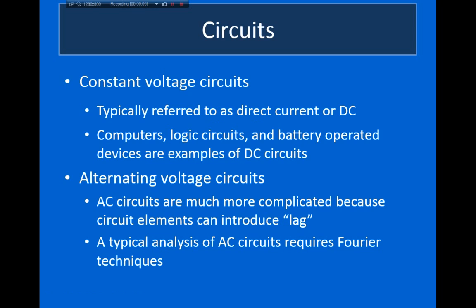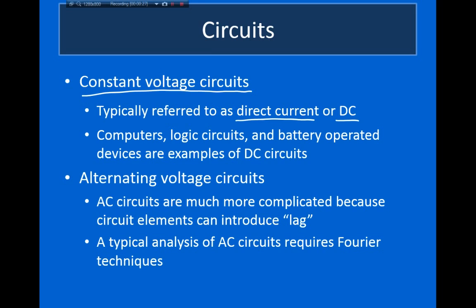Hello and welcome back. Over the next few videos we'll be discussing circuits. Now it turns out that most circuits can be categorized into one of two types. There are circuits that are powered by a constant voltage, and these are referred to as direct current, or DC circuits. Examples of DC circuits would be basically anything that's powered by a battery, like a flashlight for example, as well as anything that uses logic circuits like a computer.